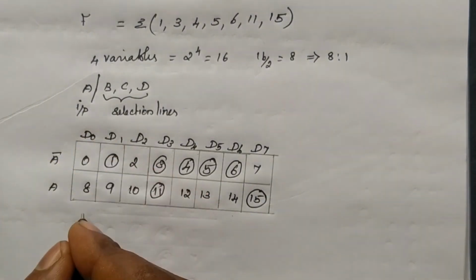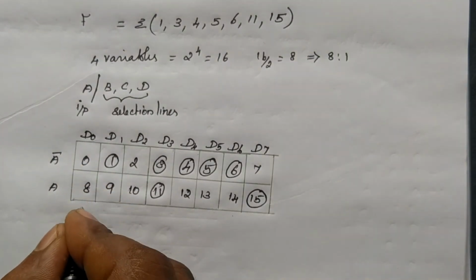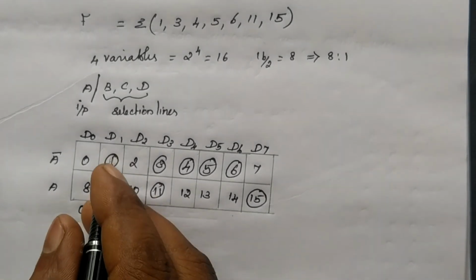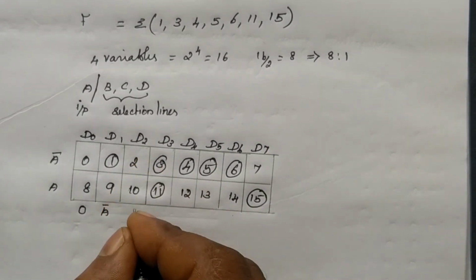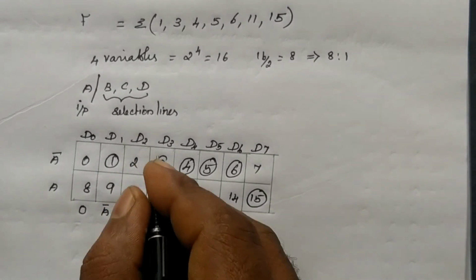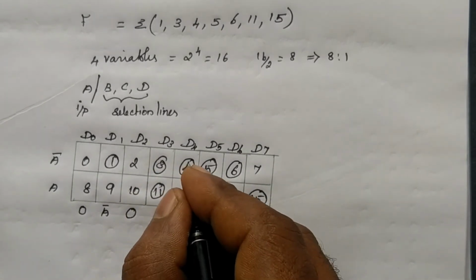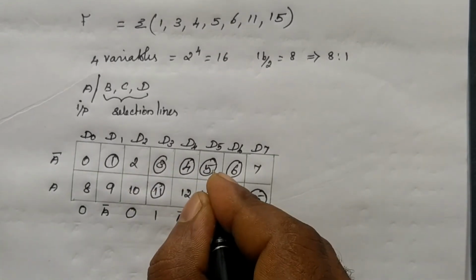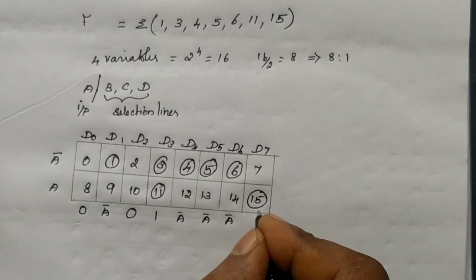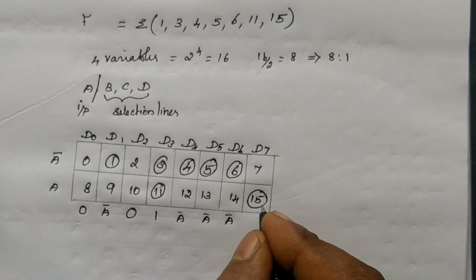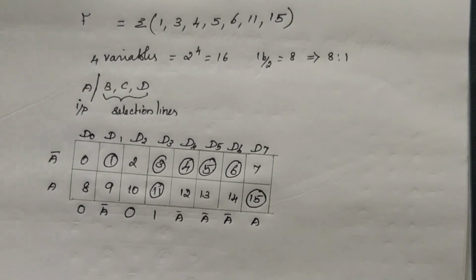So for D0, there is no circle in that particular column, therefore the value is 0. Here we have a circle at the first column which belongs to A bar. Here there is no circle, therefore 0. Here both values are circled, therefore its value is 1. Here it belongs to A bar. Here also we have a circle, belongs to A bar. Here also a circle, A bar. The 15 here belongs to A, therefore we need to make it A. Now we will go for the implementation.